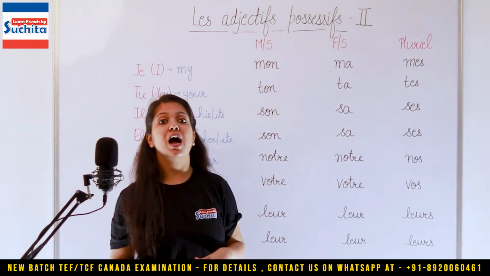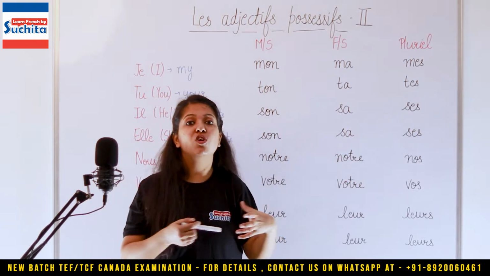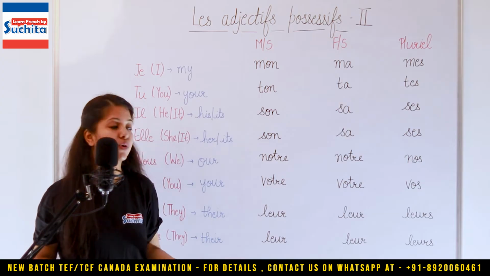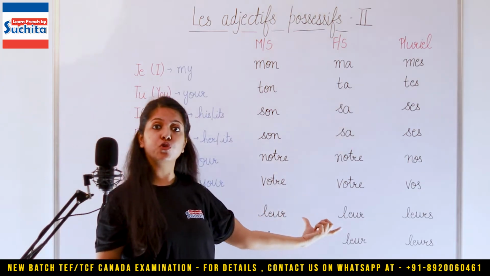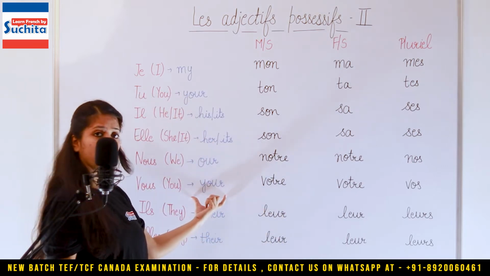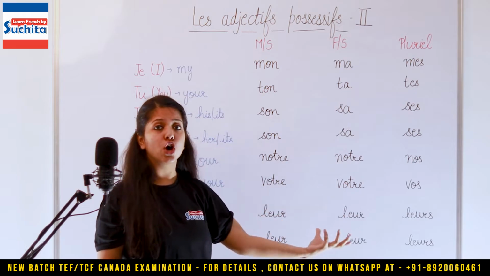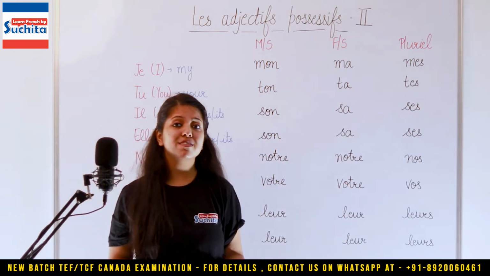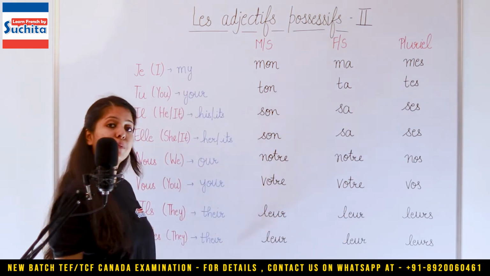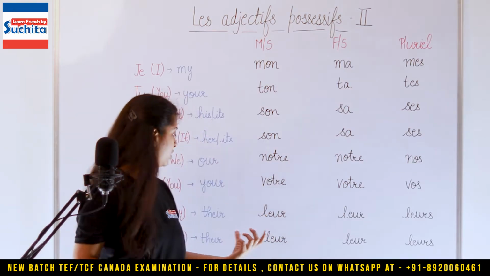Now the next is our. Our is notre, notre, nos. The meaning of all three of them is our. Votre, votre, vos. The meaning of all three of them is your. And leur, the meaning of all three of them is their. And similarly for the feminine also, leur, leurs. The meaning of all three of them is their.